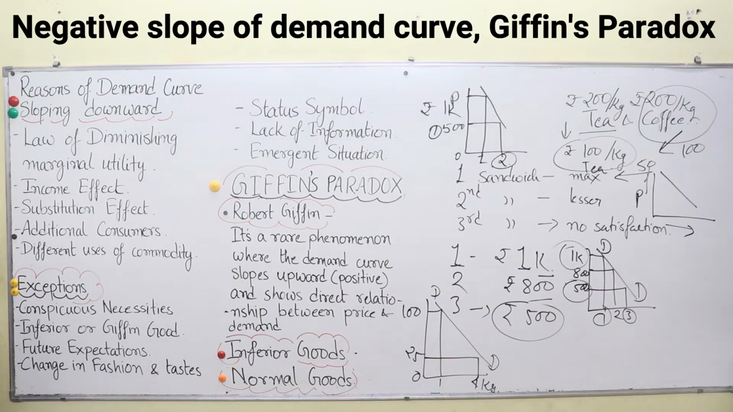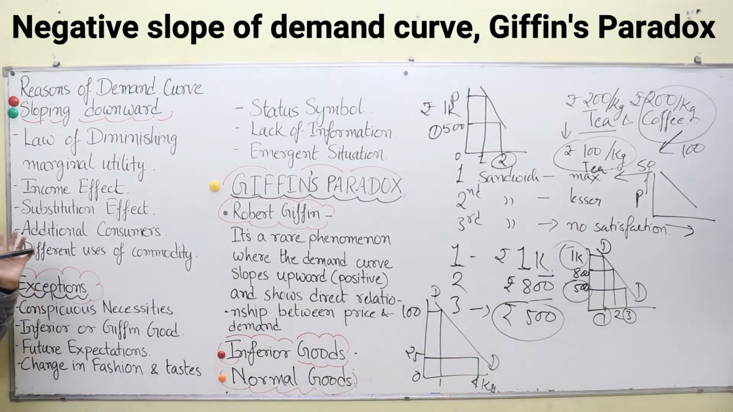Again, exceptions. Now we will discuss the exceptions to the law of demand. Conspicuous necessities. Nowadays there are so many items in market which do not have real use, like video games in the market, various types of PSPs are there, PlayStations are there, many types of attractive items are there, lamps are there, decorative items are there. In fact, they are not the necessities of life, but with change in lifestyle, with the change in standard of living, people are demanding more and more of these types of commodities at higher prices.